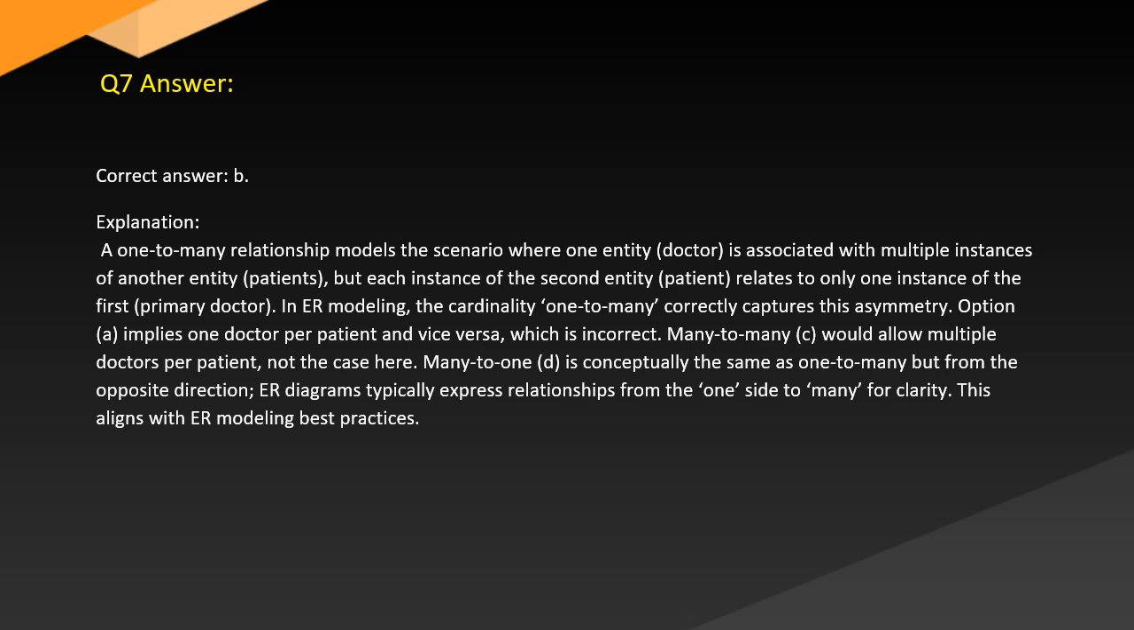Option A implies one doctor per patient and vice versa, which is incorrect. Many-to-many (C) would allow multiple doctors per patient. Not the case here. Many-to-one (D) is conceptually the same as one-to-many but from the opposite direction. Diagrams typically express relationships from their own side to many for clarity. This aligns with modeling best practices.